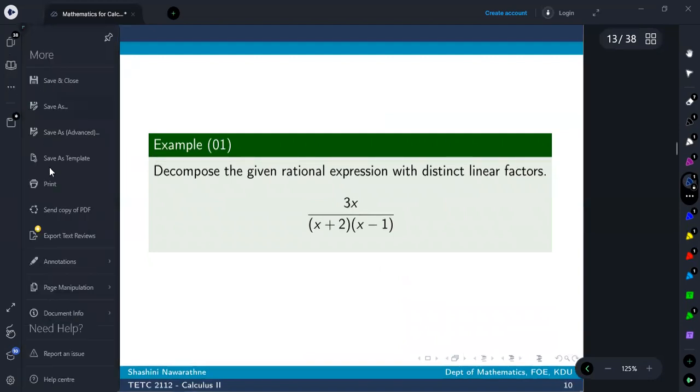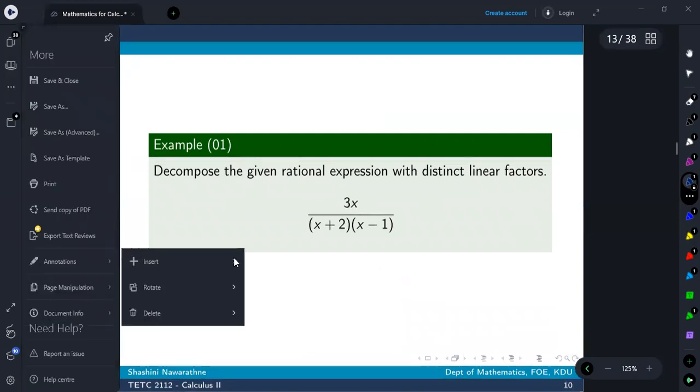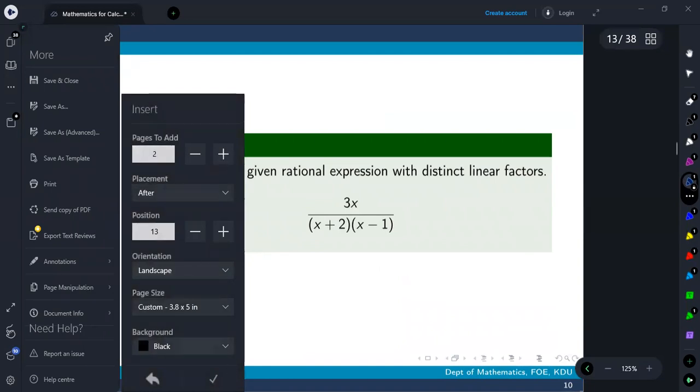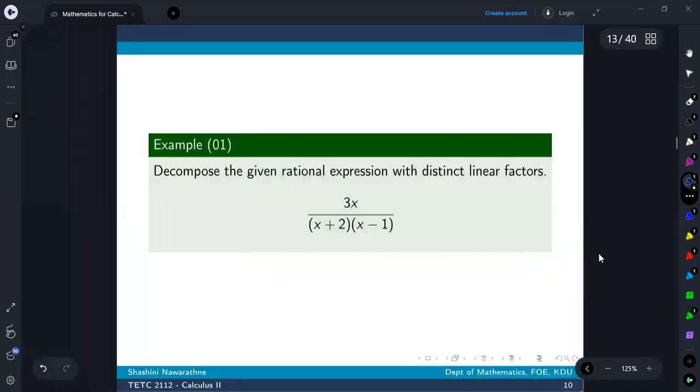So here we have a problem. They are asking to decompose the rational expression with distinct linear factors. Let's start from this one. Here we can identify this as our p(x), and this is the q(x). If we consider the polynomial q(x), we can see that it has only linear factors. That means there are two factors, and in each factor the power of x is 1.